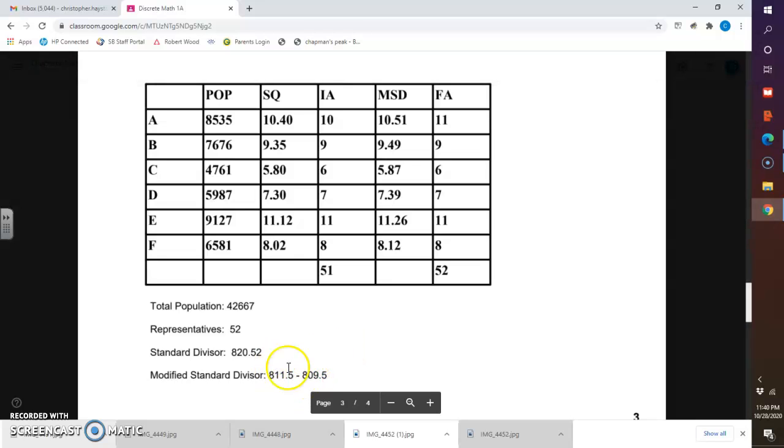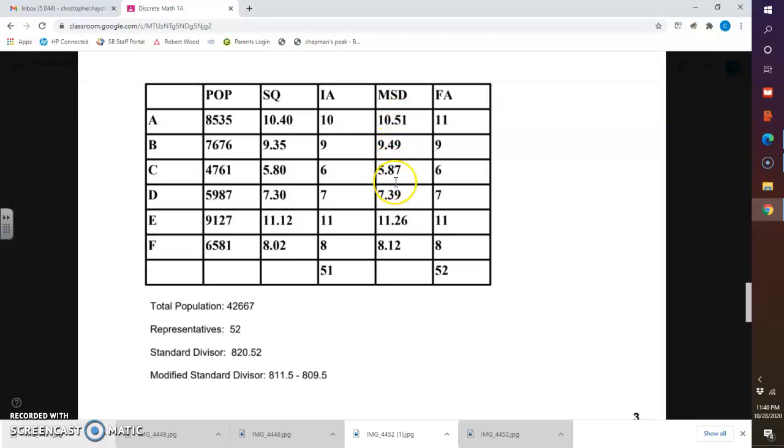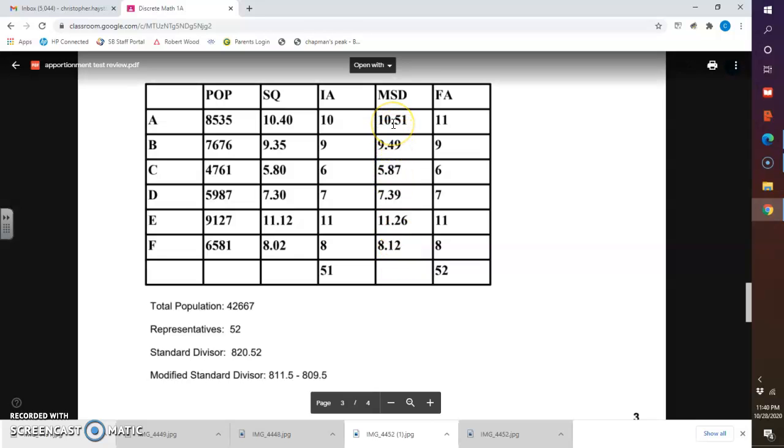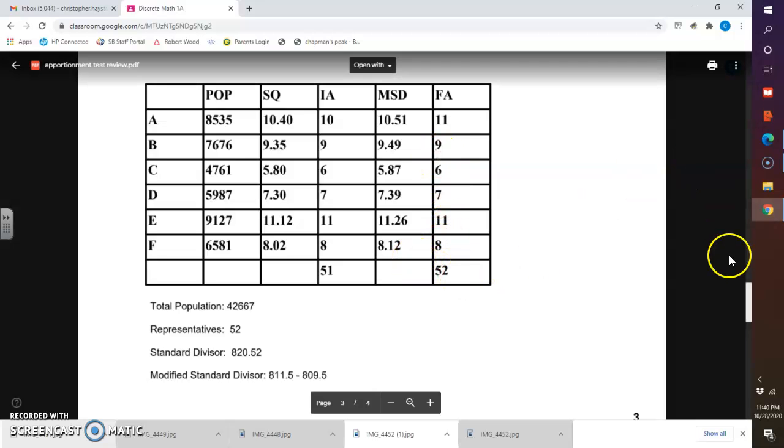When I divide by any number between these two, and I divide all 6, I get 10.51, 9.49, 5.87, 7.39, 11.26, and 8.12. When I re-round normally, the 10.51 goes to 11. It was at 10, it goes to 11. The rest of them, rounding normally, stay at the same number: 9.49, 5.87, 7.39, 11.26, and 8.12 all round as they did previously.